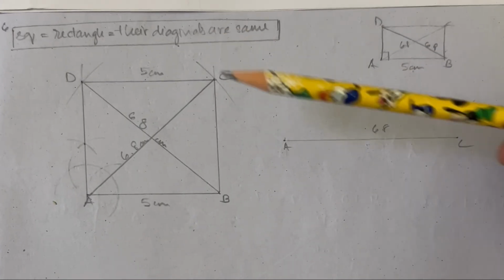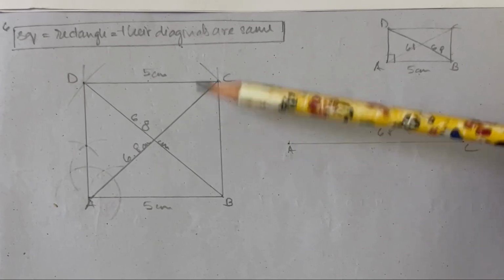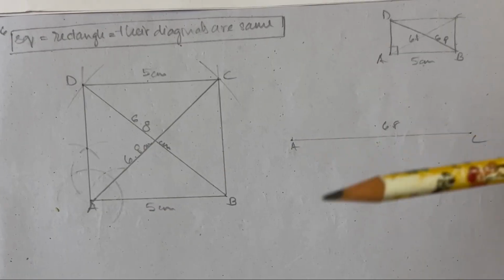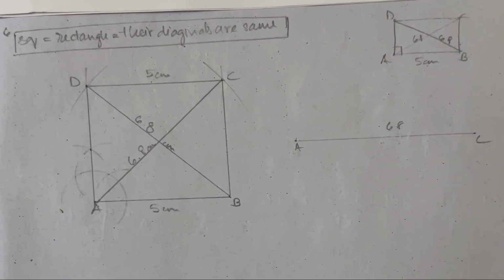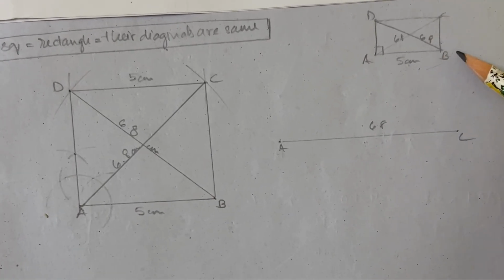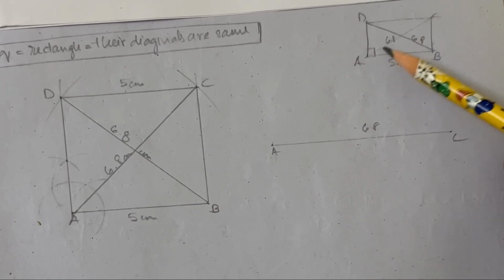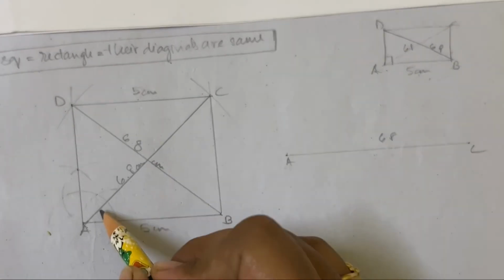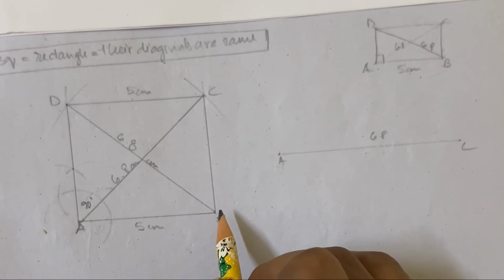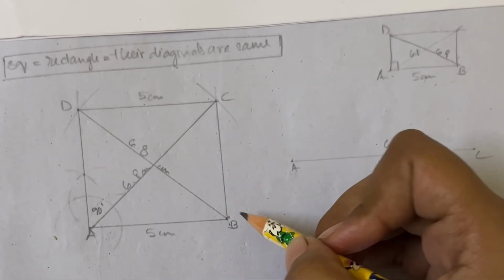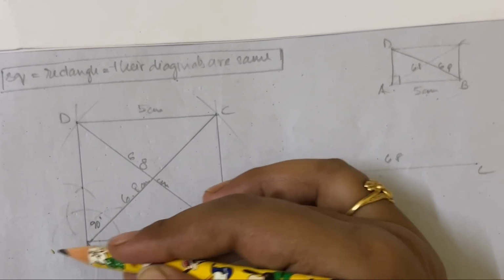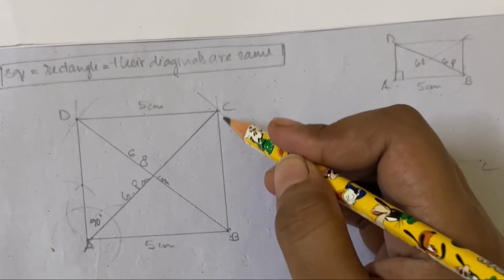For sum number 6, okay, we need to find the diagonals and draw the diagram. But before that, let me tell you that for a square and a rectangle, their diagonals are the same. So in this, AB is given as 5 centimeter and the diagonal is 6.8, and angle A is supposed to be 90 degrees. So this is 90 degrees. AB measures 5 centimeter. So we are going to draw it with a ruler. Then if AB is 5 centimeter, AC is 6.8. So on A we draw the 90 degree angle and AC is 6.8.